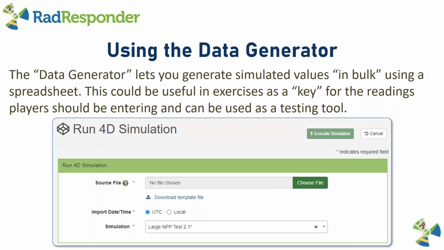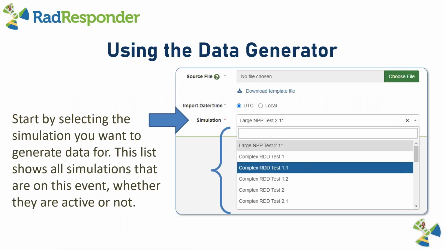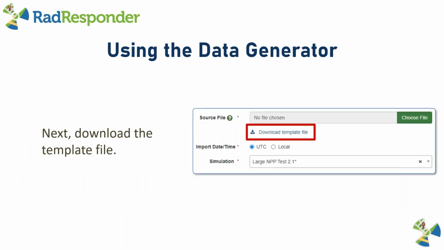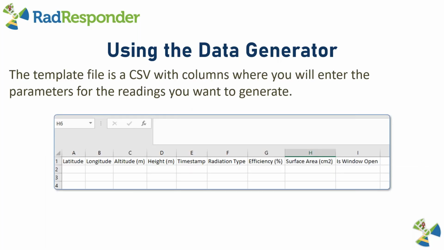I can get started here by first selecting the simulation I want to generate data for. The list here shows all simulations that are on this event, whether or not they're active. I'll go in and make a selection. Here I've chosen my large MPP test 2.1 simulation. I'll then download the template file. The template file is just a CSV with columns where you enter the parameters for the readings you want to generate.